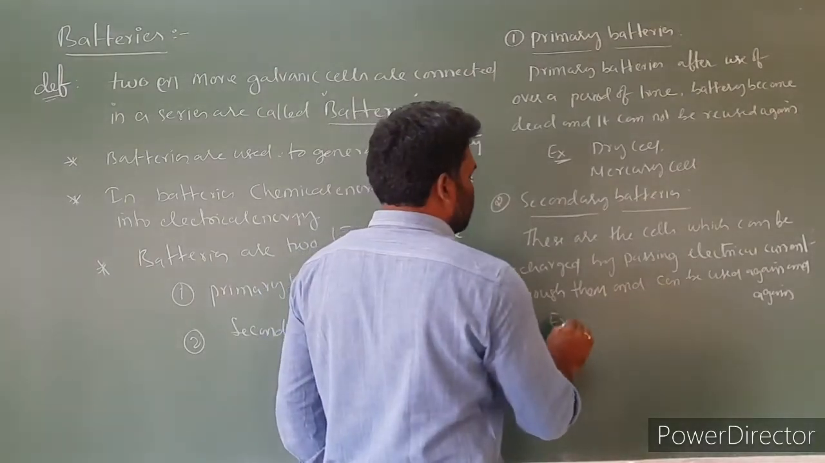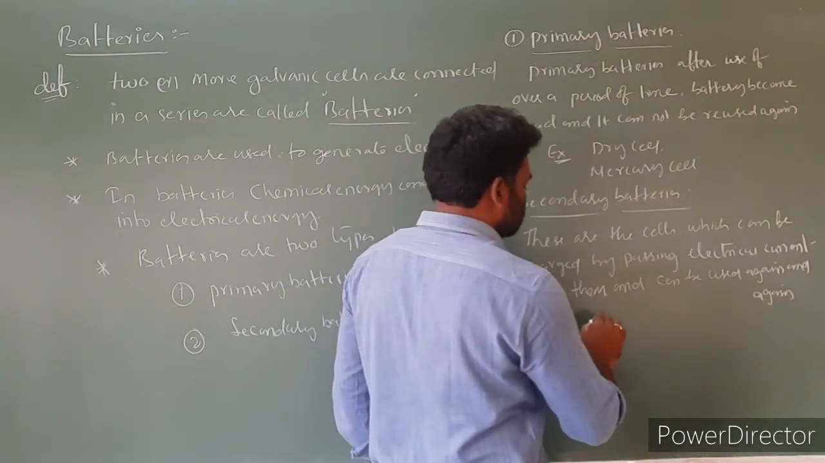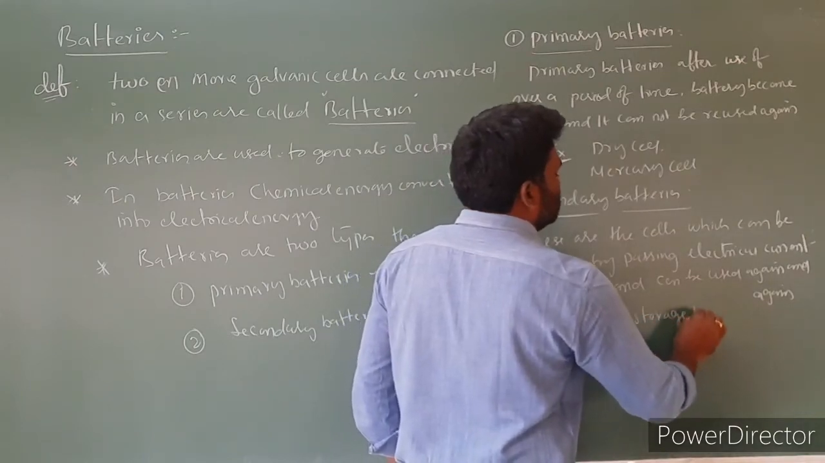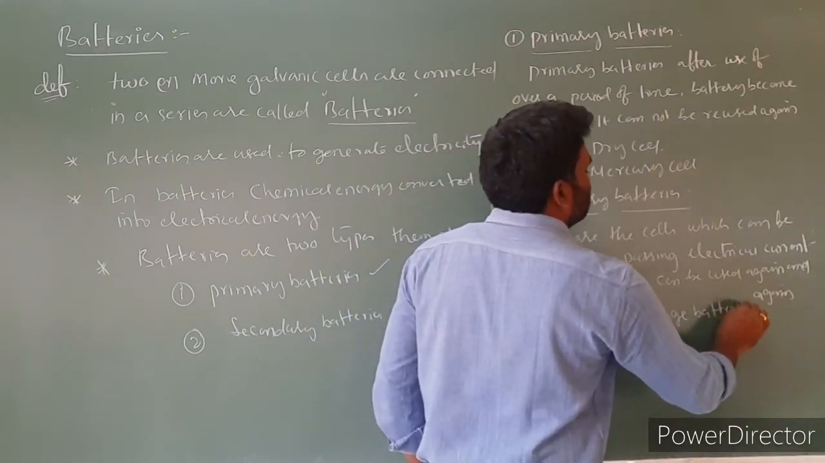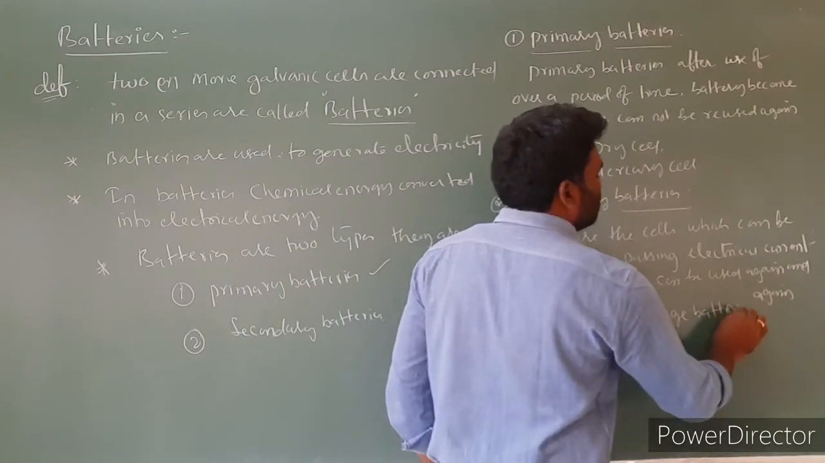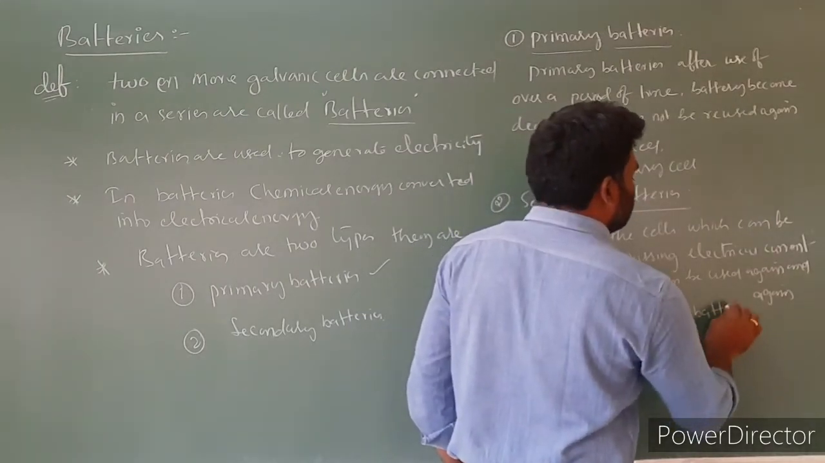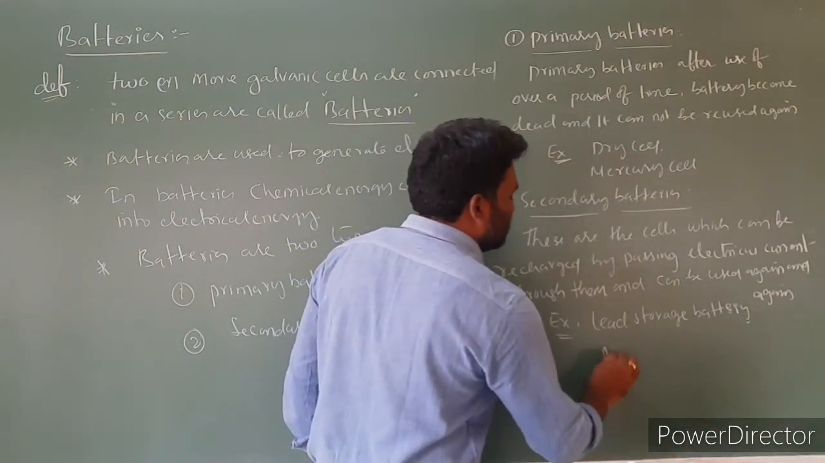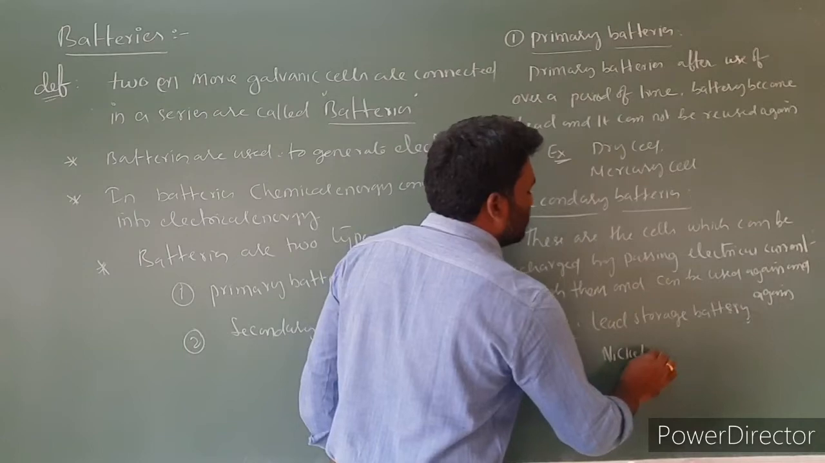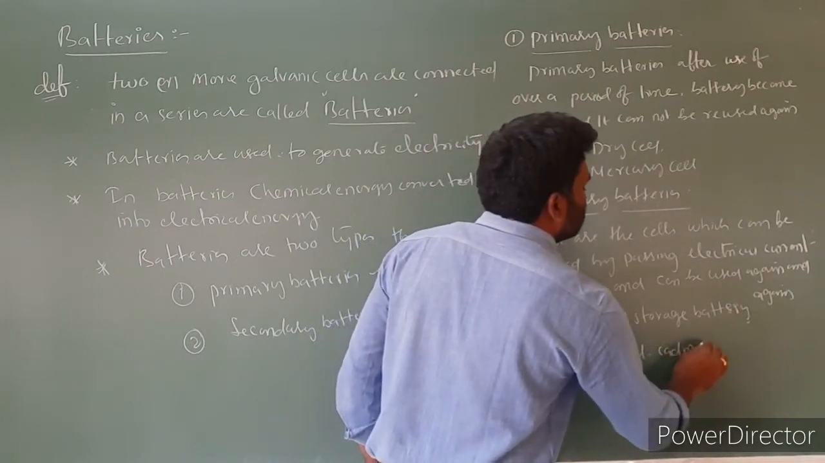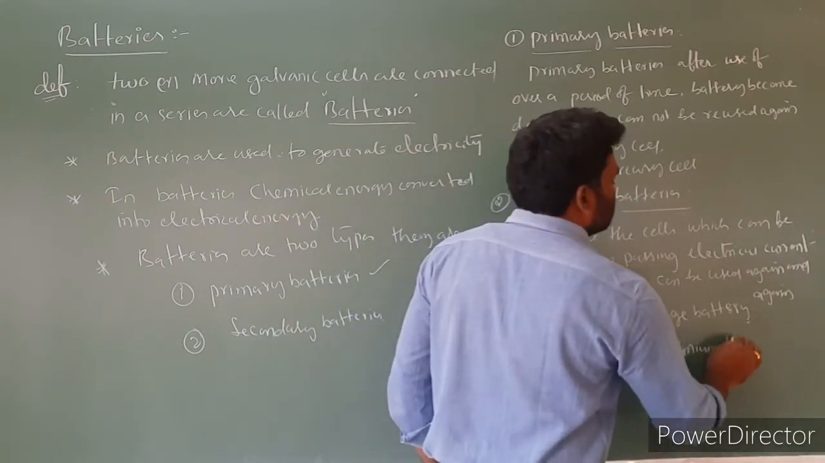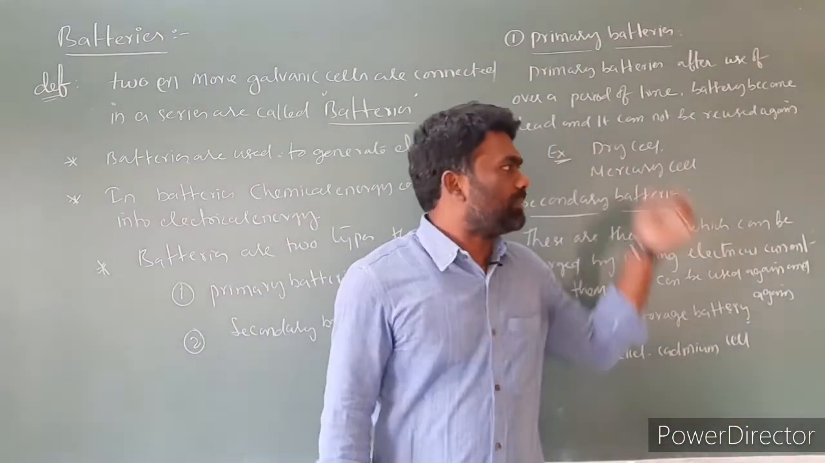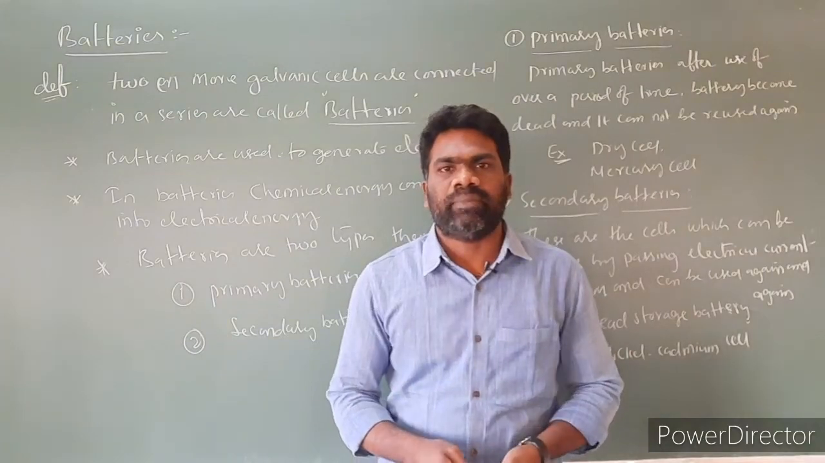Examples for secondary batteries: we can take the lead storage battery, and another example is the nickel cadmium cell. So these are primary and secondary batteries.